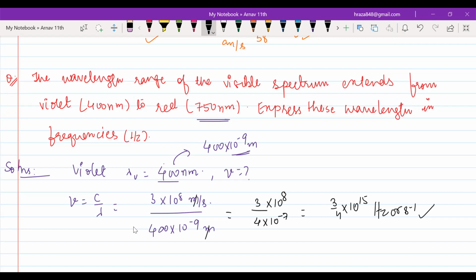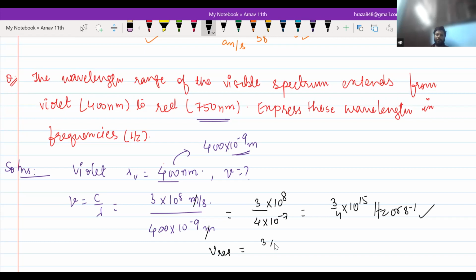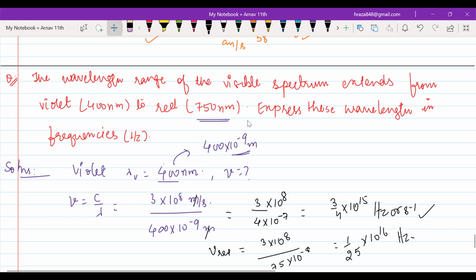Yes, sir. For red, it will be 1 by 25 into 10 to the power 16 hertz. Okay. So in case of red, you can see nu red will be equal to 3 into 10 raised to the power 8 upon 75 into 10 raised to the power minus 8, right? So it will be 1 by 25 into 10 raised to the power 16 hertz. Yes or no? Yes.